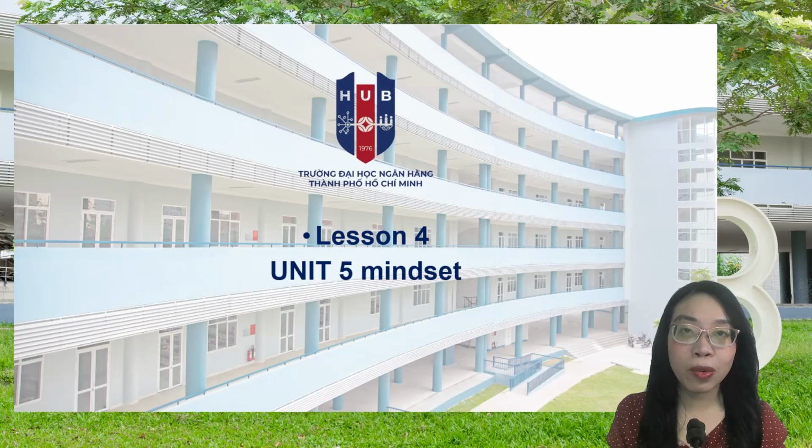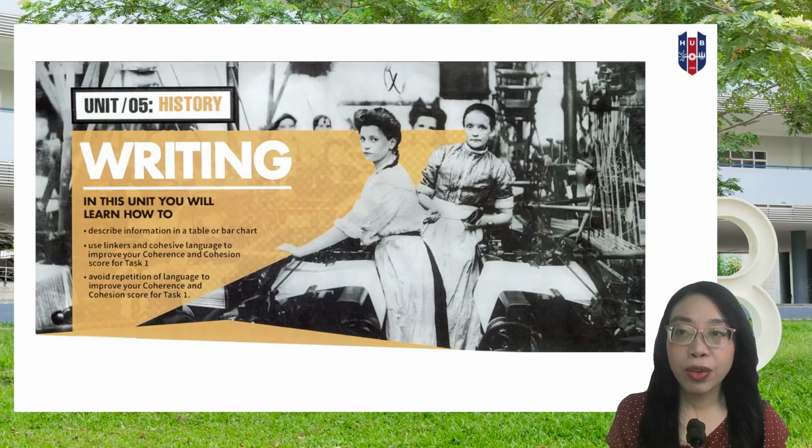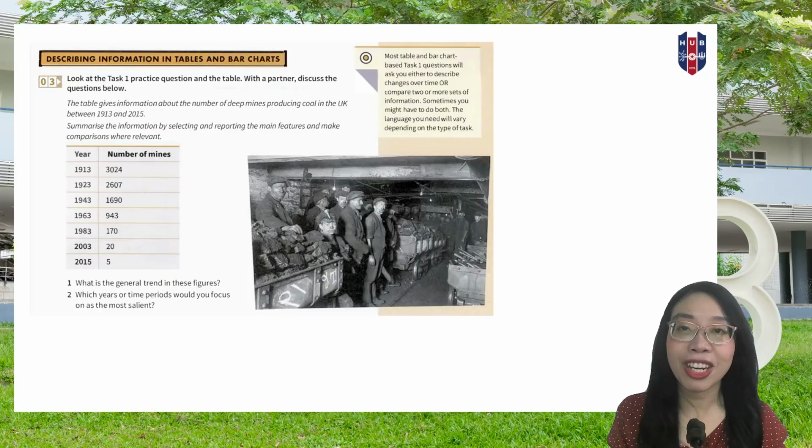In this lesson, we'll continue with the lesson in the Mindset book. In Unit 5, we are going to take a look at how we can interpret the information presented in a table or in a bar chart. First things first, let's take a look at exercise number 3 in here.